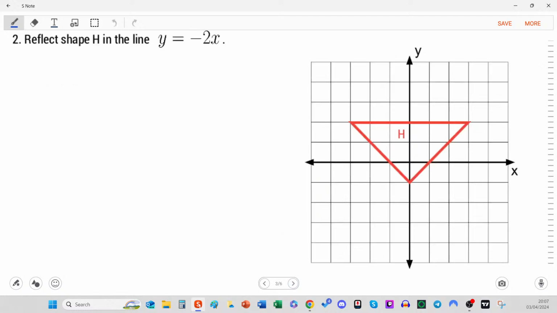Okay, so a real reflection question. Reflect shape H in the line y equals negative 2x.